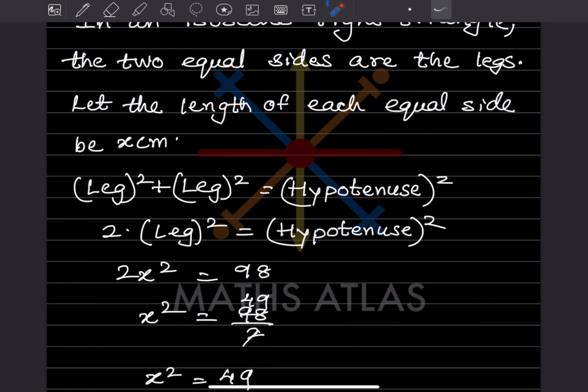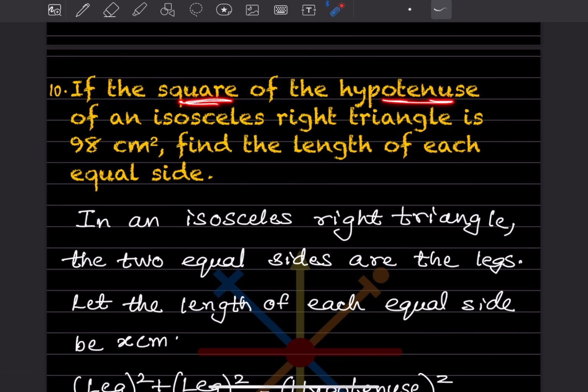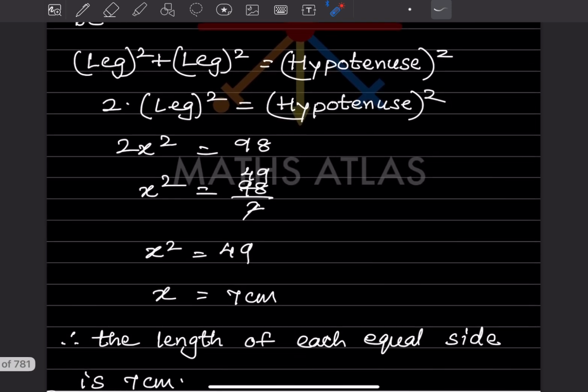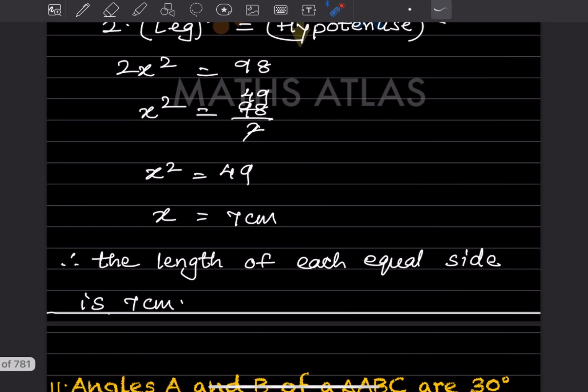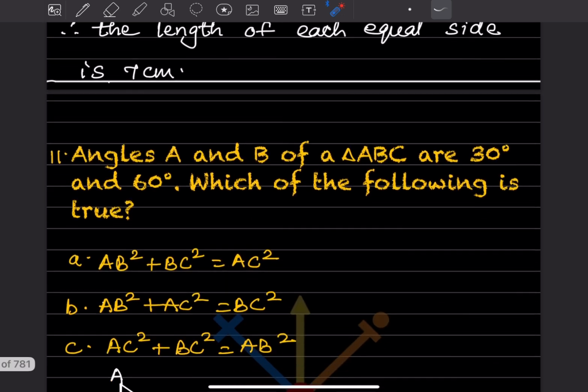So 2 x square will be 98, because they have given the square of the hypotenuse. So don't take 98 square, because it is not only the hypotenuse but the square of the hypotenuse that is given. So don't get confused with this 98. So 2 x square is 98, and this multiplication by 2 will go to the other side and get divided, so this is going to be 49. So x square is equal to 49. When you take the square root of both sides, x is 7. So the length of each equal side is 7 centimeter.